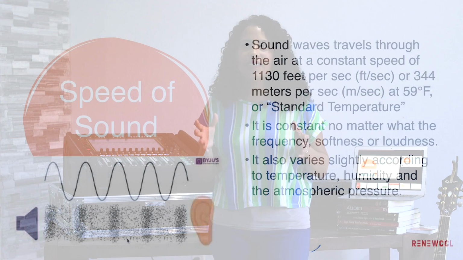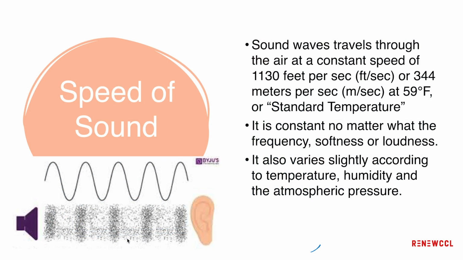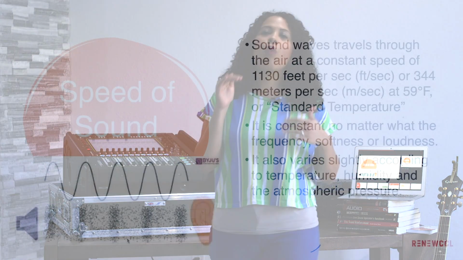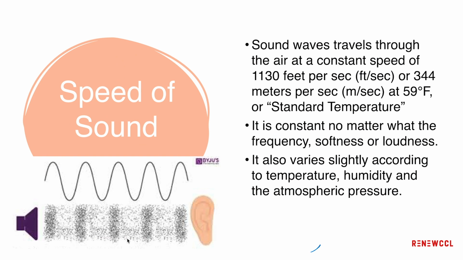Sound travels through the air at a constant speed of 1130 feet per second, or 344 meters per second. And on a temperature that's standard, usually 59 degrees. So it is constant no matter what the frequency or softness or loudness. It also varies slightly according to the temperature, humidity, and atmosphere pressure. So that is the speed of sound, how fast it's going to travel that sound wave.